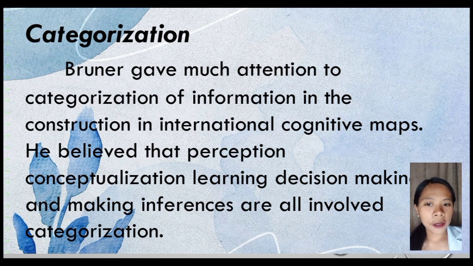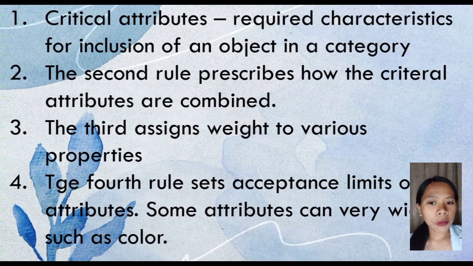The four things are: first, the critical attributes, required characteristics for inclusion of an object in a category. For example, for an object to be included in the category car, it must have an engine, four wheels, and a possible means of transportation. The second rule prescribes how the critical attributes are combined. The third rule assigns weight to various properties.